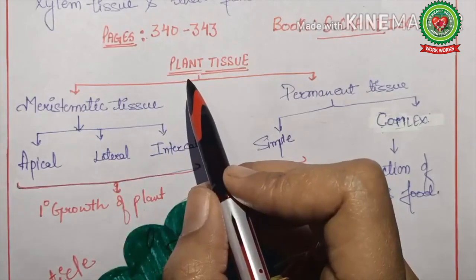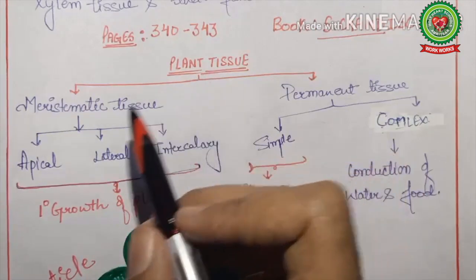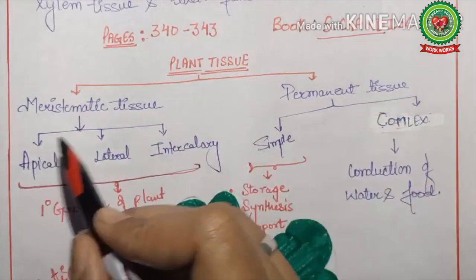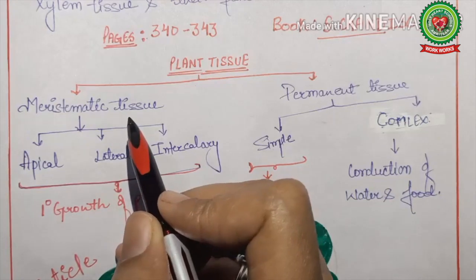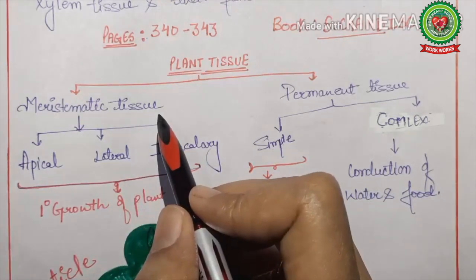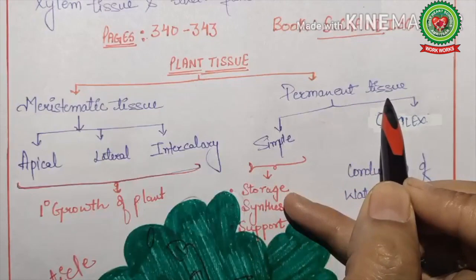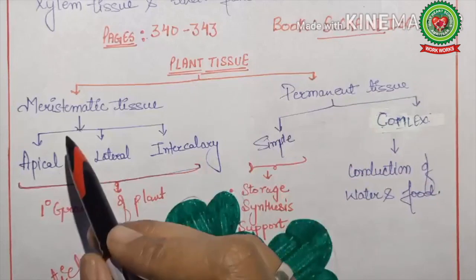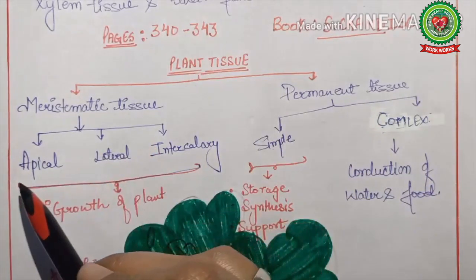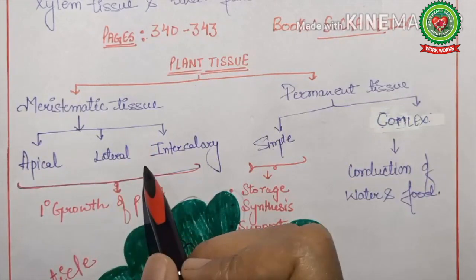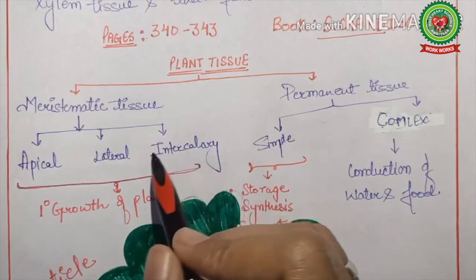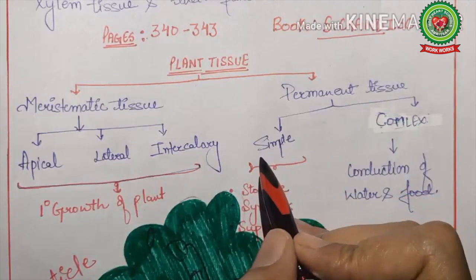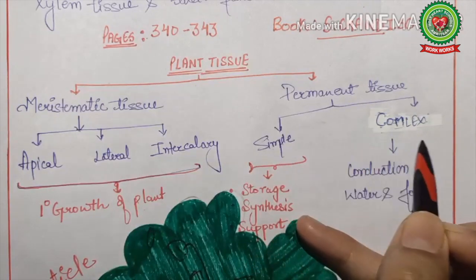In the previous video, we discussed that plant tissue is basically divided into two types, that is meristematic tissue and permanent tissue. Meristematic tissue consists of undifferentiated dividing cells, whereas permanent tissue consists of non-dividing differentiated cells. Meristematic tissue is further divided into three types, that is apical meristem, lateral meristem and intercalary meristem, on the basis of their location. Whereas permanent tissue is divided into two types, that is simple tissue and complex tissue.